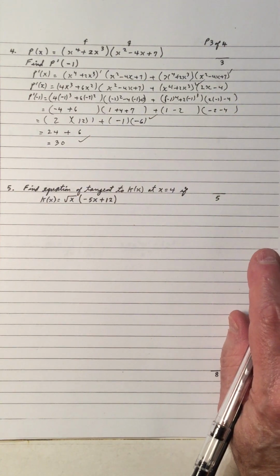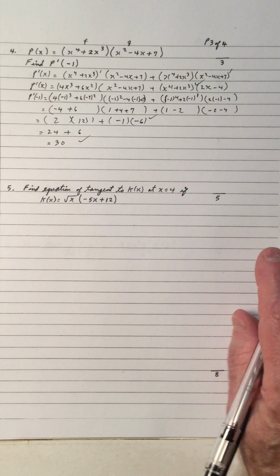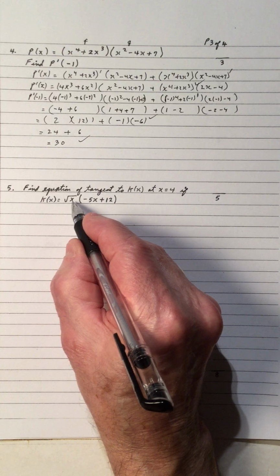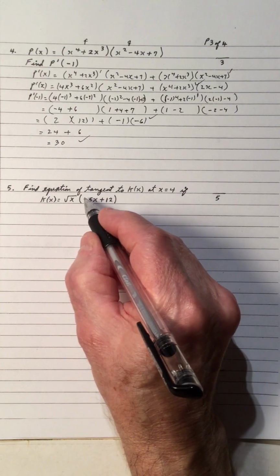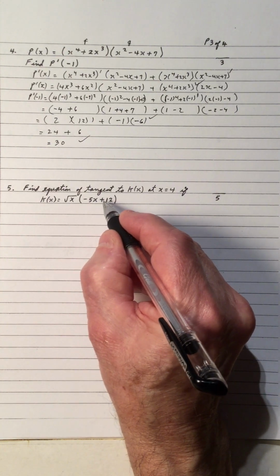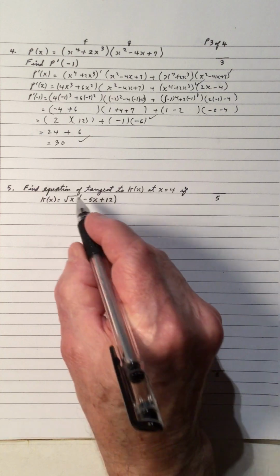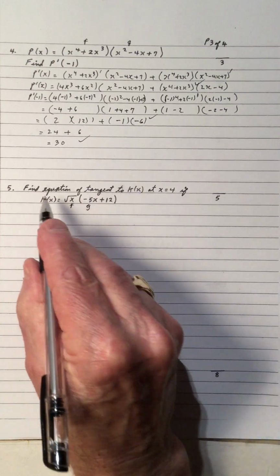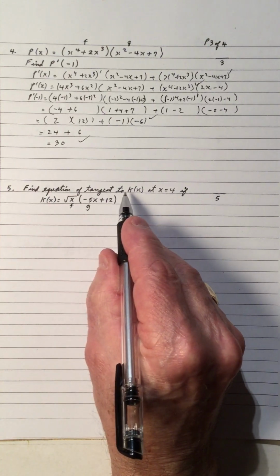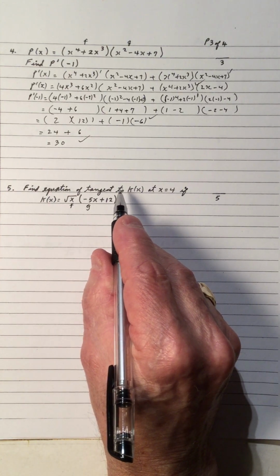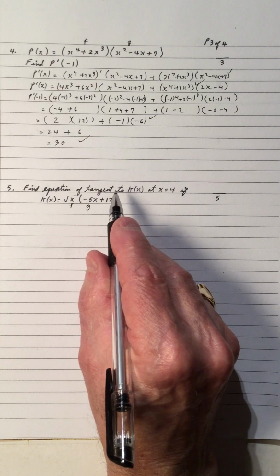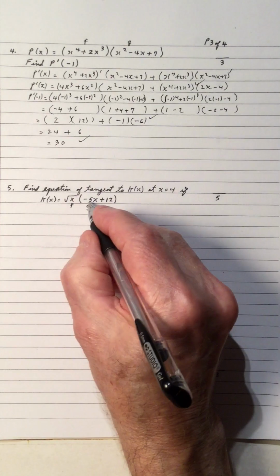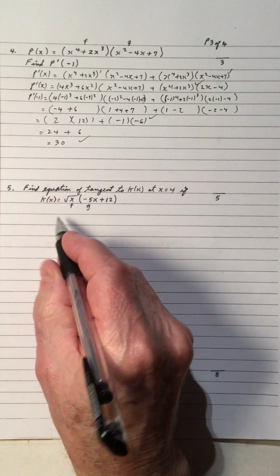Number 5, find the equation of the tangent to k of x at x equals 4 if the k of x equals the root of x times 5x plus 12. So this is two different functions. So this is f and g. So to get the equation of the tangent, you got to do the derivative. The derivative is the slope of the tangent. So to get the equation of a tangent, I need a slope and a point. So let's do the derivative first and get the slope.